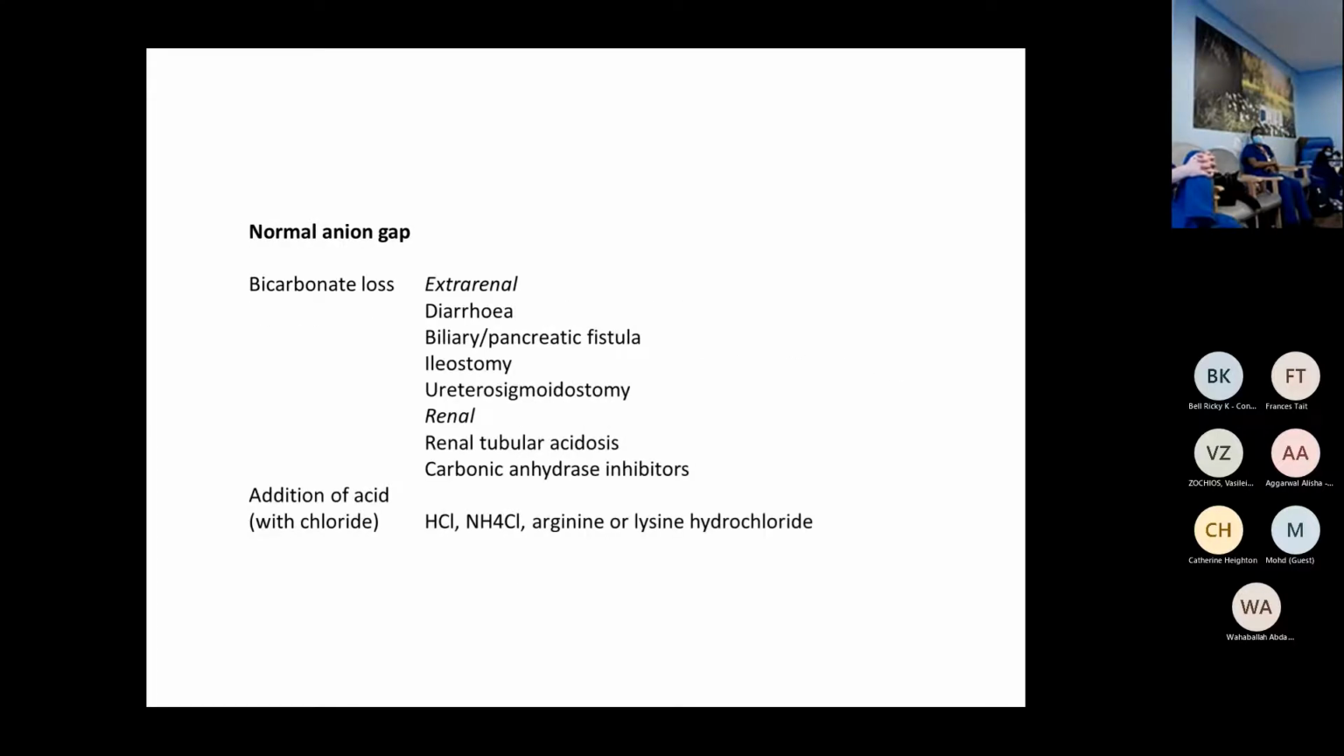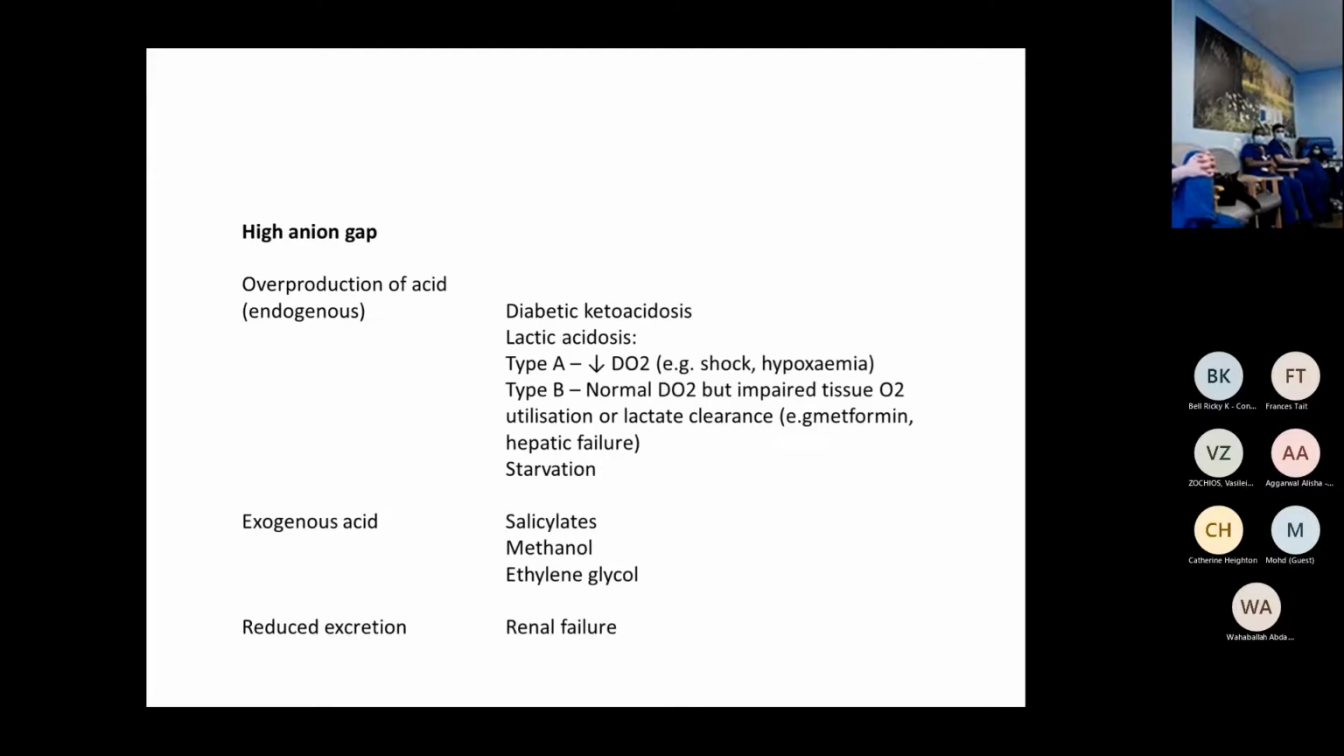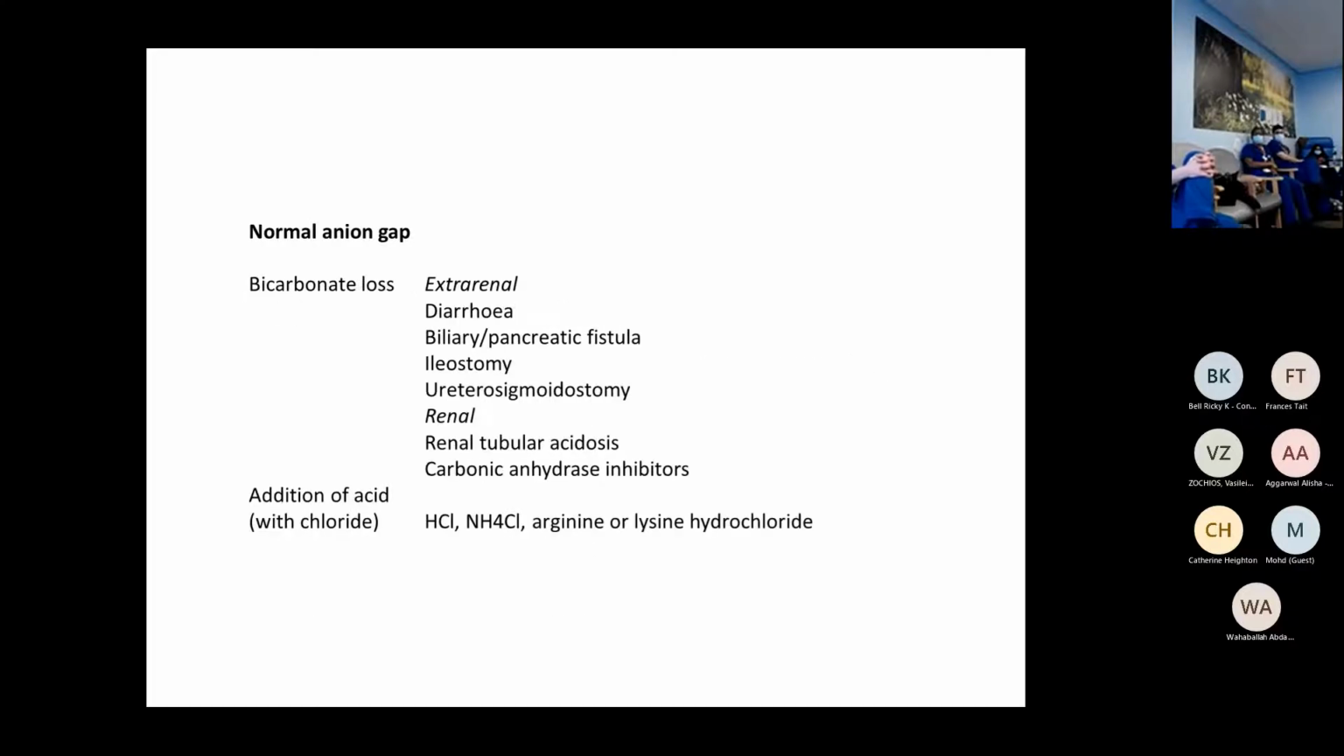But on normal anion gap, I break down into bicarbonate loss or addition of some sort of acid with chloride, because if you've got lots of extra chloride, you'll see the anion gap. So gut being a big loser of bicarb, and things like renal tubular acidosis and some diuretics can have the same effect. So I think it's quite useful to think of it: anion gap, normal or not, endogenous, exogenous, a little list in your head of the different types of things that can cause it.